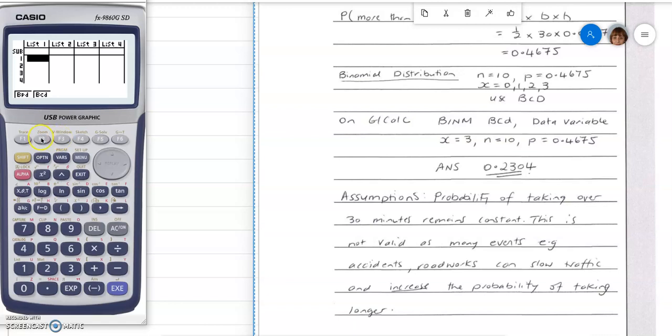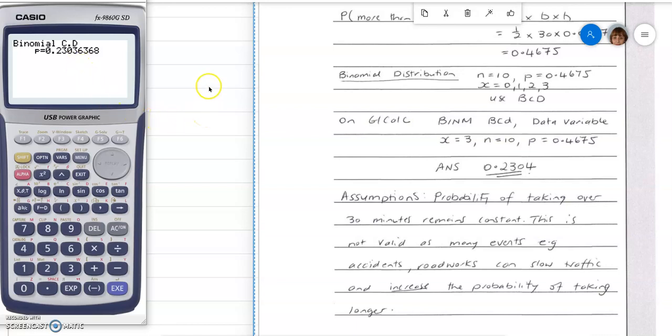So we use BCD. Our data is variable. Our X is 3. Our number of trials is 10, because it was about 10 students. Our probability is 0.4675. When we do that, we find that the probability of at most 3 getting priority parking is 0.2304.